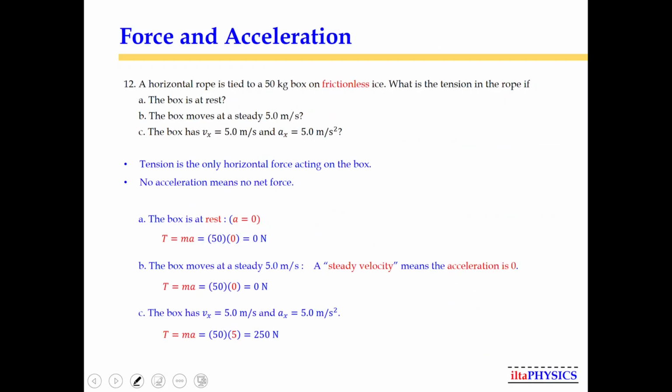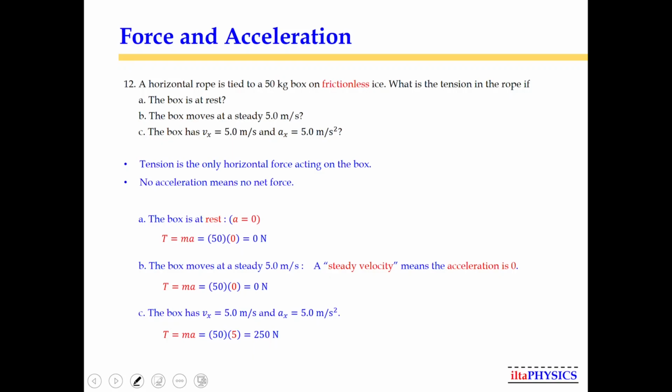Problem number 12 deals with a situation where a 50-kilogram box is being pulled by a rope on a frictionless ice rink. In this problem, we need to find the tension in the rope in 3 different scenarios. This is a very basic type of problem to check if you accurately understand Newton's second law, F equals ma. Let's calculate the tension for each situation.